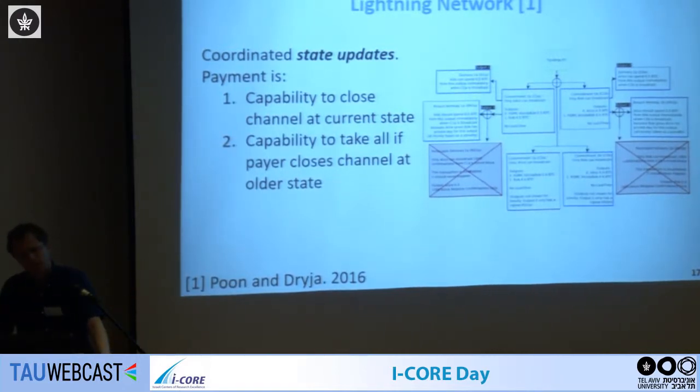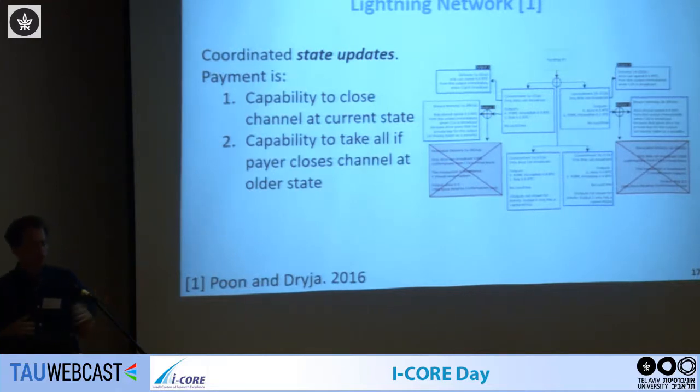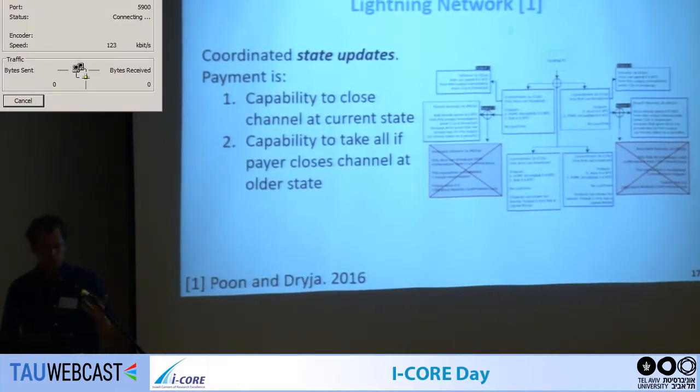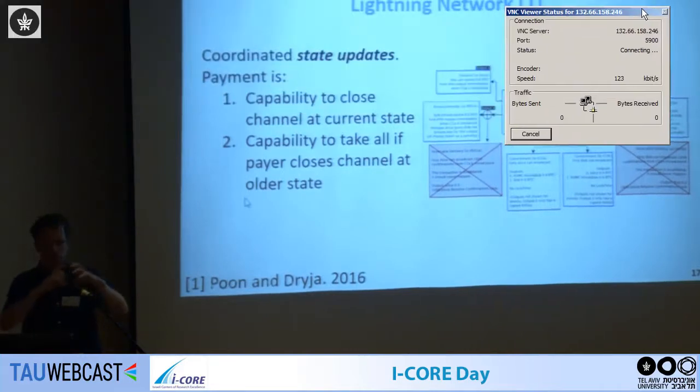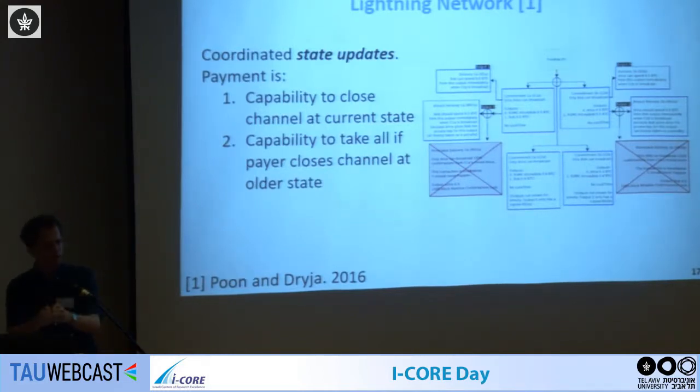The idea is a little bit different here. The 2 parties agree at all times on the state of the channel. So who should get what? And a payment here is a capability to close the channel at the current state, so form the transaction that gives each party whatever it should, but also a capability to kill a transaction on the blockchain that tries to resurrect an old wrong state.